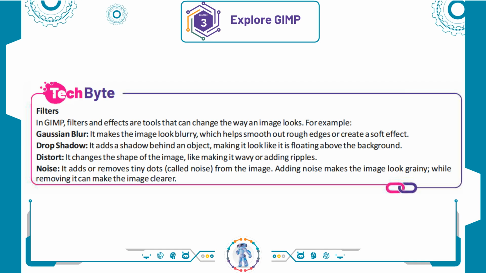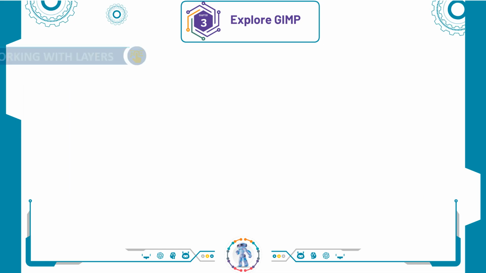Distort. It changes the shape of the image, like making it wavy or adding ripples. Noise. It adds or removes tiny dots called noise from the image. Adding noise makes the image look grainy, while removing it can make the image clearer.